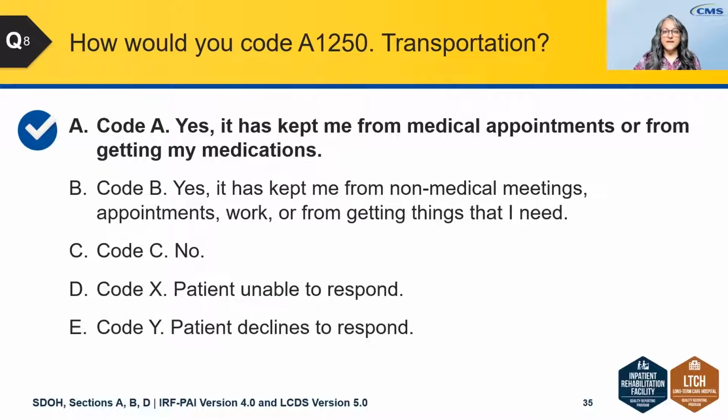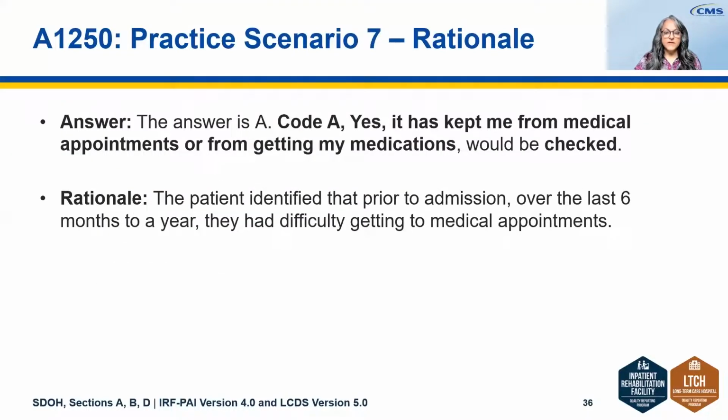So the correct response is A, and 83% got that correct. So code A, yes, it has kept me from medical appointments or from getting my medications, would be checked. The rationale is that the patient identified that prior to admission, over the last 6 months to a year, they had difficulty getting to medical appointments. Even though the patient reports that after discharge, their sister will be moving in with them and they'll have help getting to their appointments, this information does not inform the coding of A1250, as the time period under consideration is 6 months to a year prior to admission.